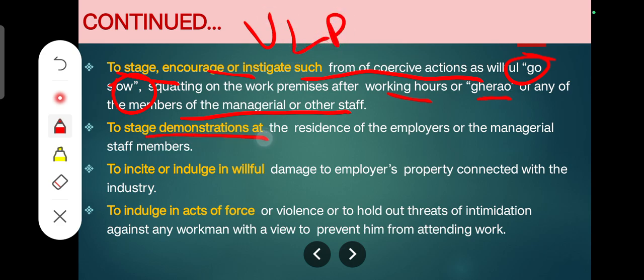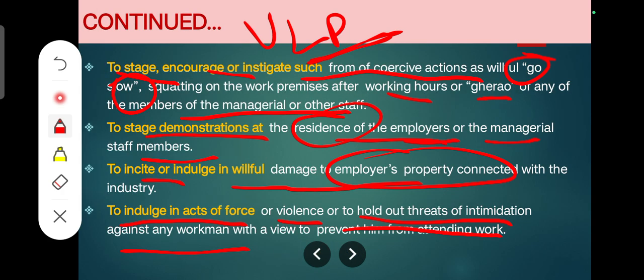To stage the demonstrations at the residence of the employer. You need not go to the residence. Whenever you are having any problem, that can be done professionally, officially. So when you are going to the residence of employers or managerial staff, it is unfair labor practice. To incite or indulge in willful damage of the employer's property. You can go on strike, but you cannot damage employer's property. It is unfair labor practice on the part of laborers. To indulge in the act of force or violence or to hold out threats of intimidation against any worker to prevent him from attending the work. You are stopping your co-workers to work. It is an unfair labor practice.